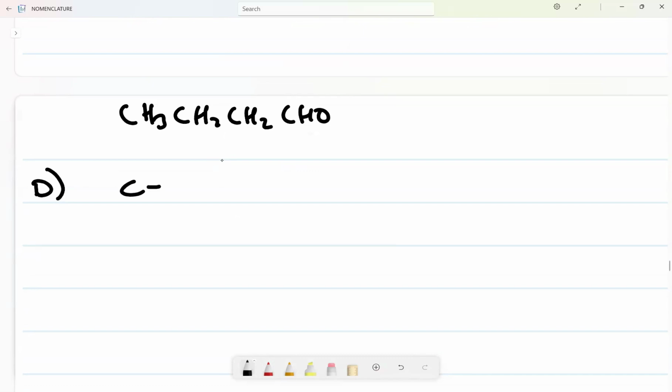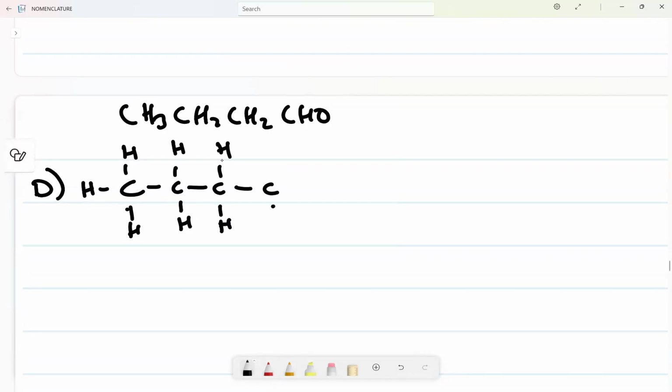It says to me CH3, then CH2, CH2, then CH and O. Can you see that? But O cannot be left hanging like this. How can I complete the bonds here? I can complete the bonds by saying oxygen can receive 2. So this is that. What is the name of this? Under which homologous series does it belong? I'll give you a moment.